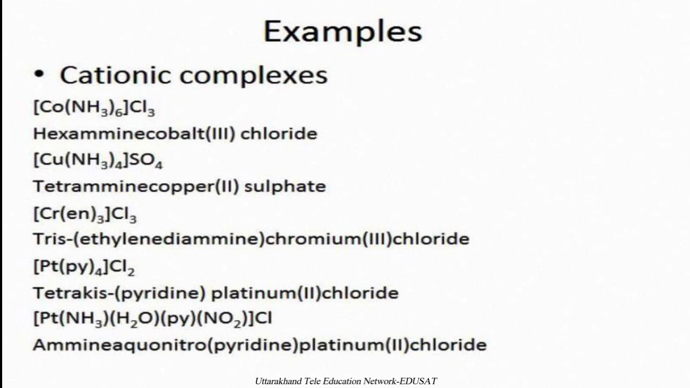pyridine, only 1 molecule of pyridine is present, platinum, the centrally located metal atom, and then its oxidation state of 2, and then the anion chloride. The name of this particular compound is ammine aqua nitro pyridine platinum(II) chloride.